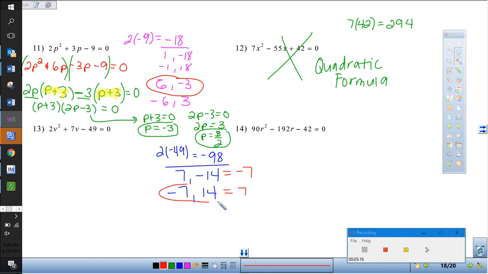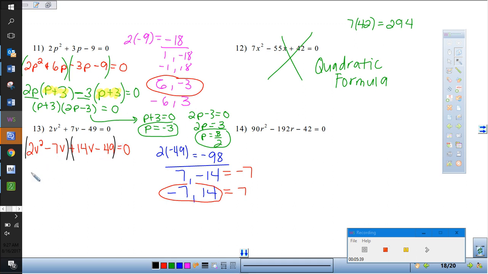And we wanted the positive 7, so we're going to go with these factors. So I get 2v squared minus 7v plus 14v minus 49 equals 0. It does not matter the order you put these v terms in. Alright, so now I'm going to group my first two. I'm going to group my last two.